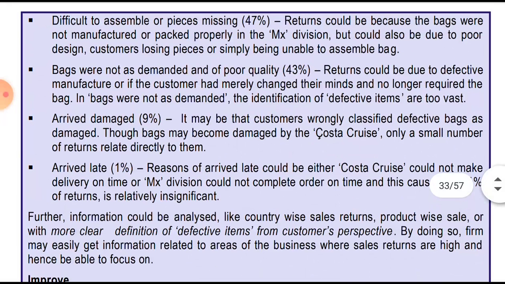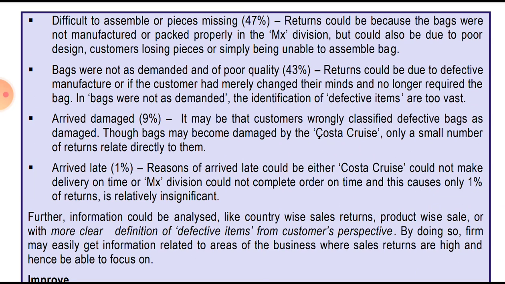Then arrived damaged: the damage while arriving of the goods is 9% in transportation. It may be that the customer wrongly classifies the defective bag as damaged. These bags may become damaged by the Costa Cruise. Only a small number of the returns relate directly to them. There is 9%. Arrived late, 1%.